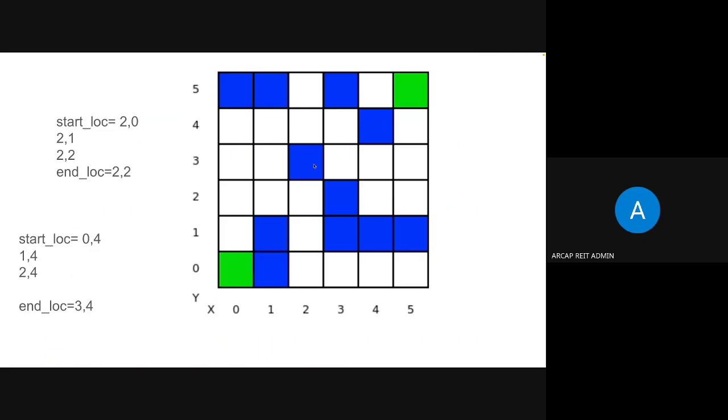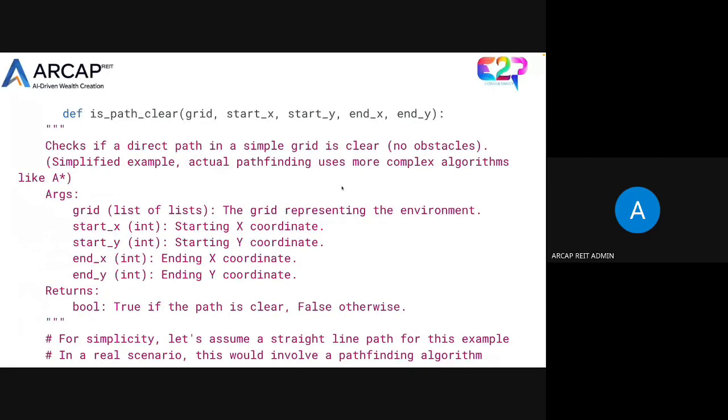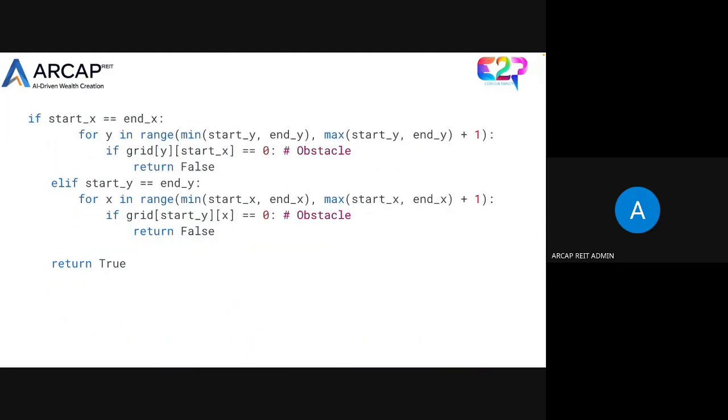For that, we have taken this grid in terms of a list of lists, then start x, start y, end x and end y. Here, it will check whether the direct path in a simple grid is clear or not. It returns a boolean: if the path is clear, it returns true. If it returns false, the path is not clear, there is an obstacle in between. So the simple code is this. Let me execute this.